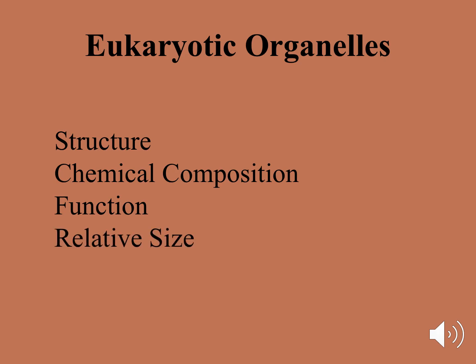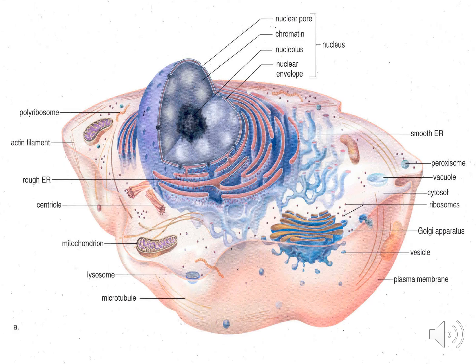The relative size of the organelles to one another, and other tidbits of information that I will be sharing as we go through here. So that's what you want to be focusing on when you're taking down notes. You want to be looking at structure, chemical composition, function, relative size, and so forth. So we're looking at eukaryotic cells, so we're going to go ahead and look at that major feature of the eukaryotes, and that is the nucleus.